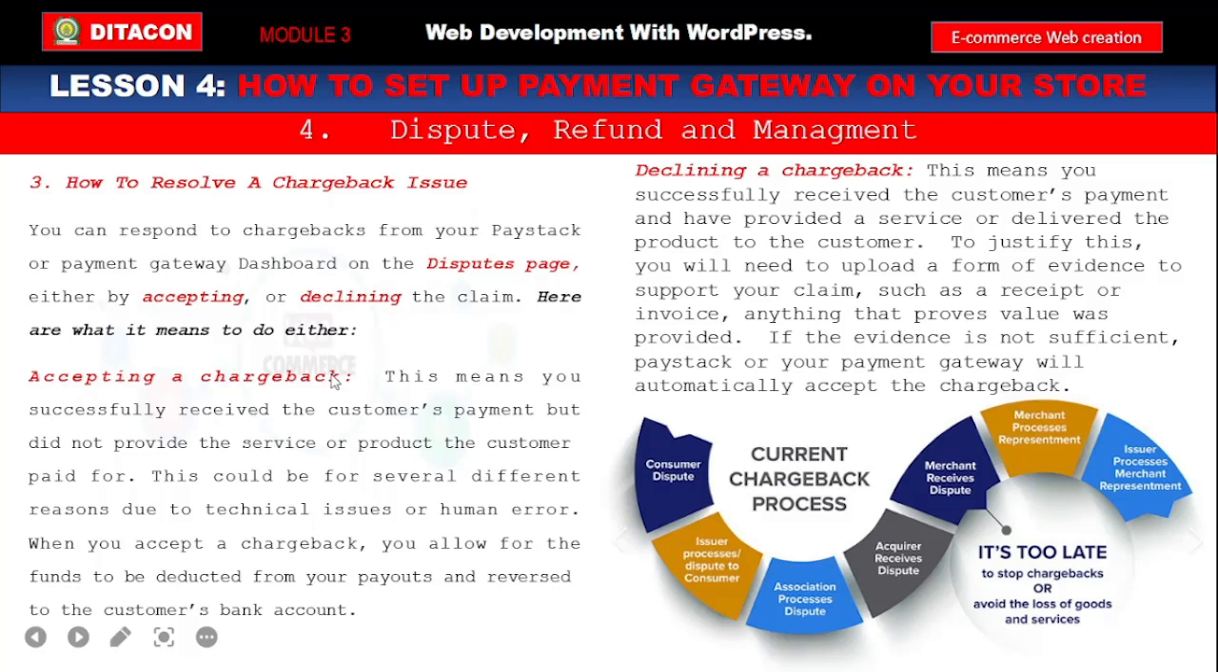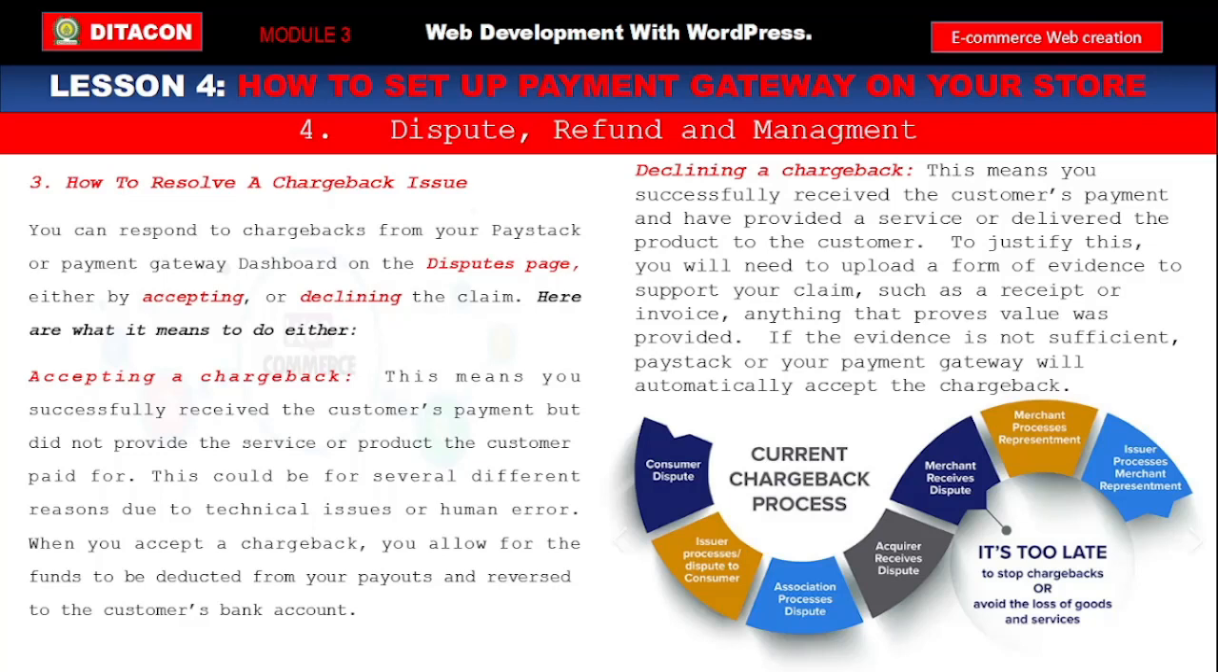So here is what it means to do either. The first is that if you want to accept the chargeback, this means you successfully received the customer's payment but did not provide the services or the products the customer paid for. This can be for several different reasons, due to technical issue or human error. So when you accept a chargeback, you allow the funds to be deducted from your payouts and reversed to the customer's bank account. I've explained that to you and it has happened to me in the past.